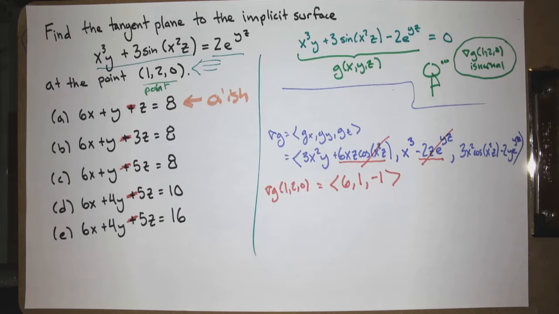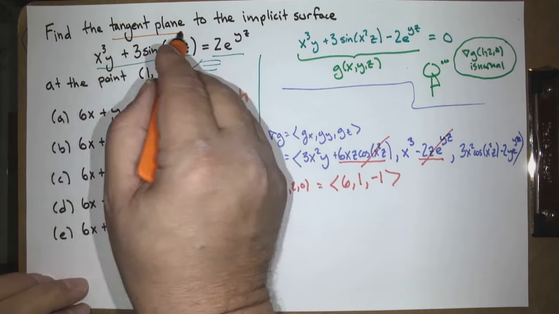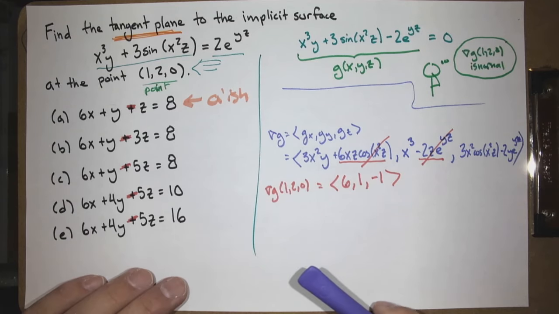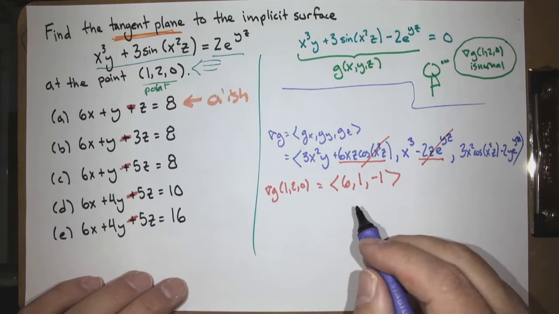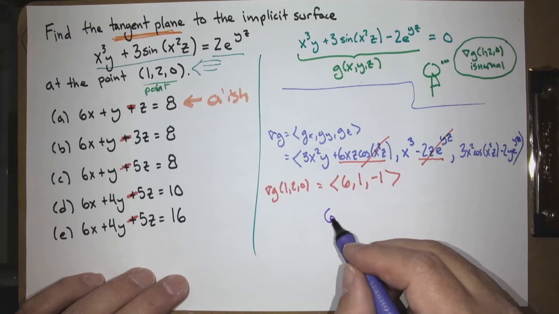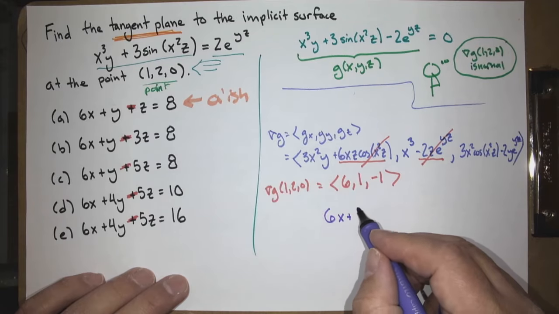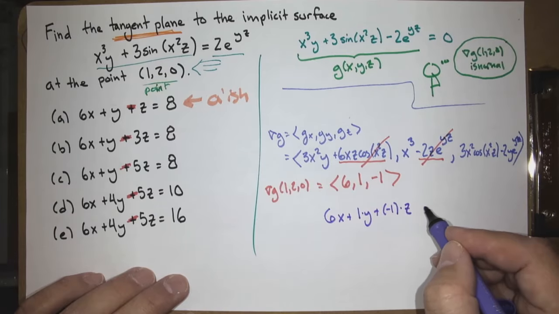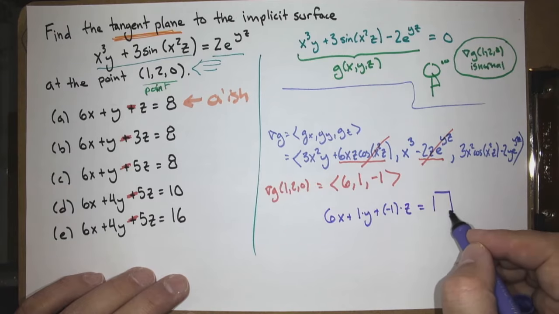Well, what does the question ask us to find? It says tangent plane. Sometimes you get so excited, you worked so hard, you think you should be done. But no, you have to make sure you go all the way to the end. Now the good thing is that the normal gives us coefficients. So you get 6x plus 1 times y plus negative 1 times z equals something.